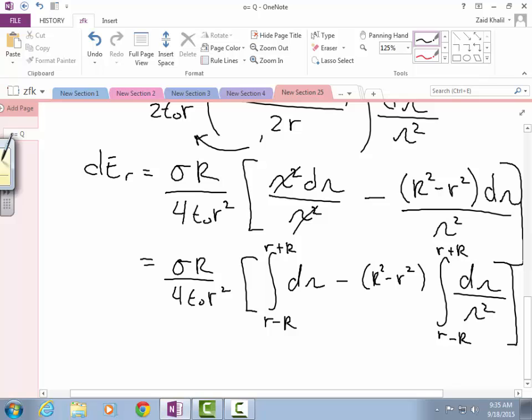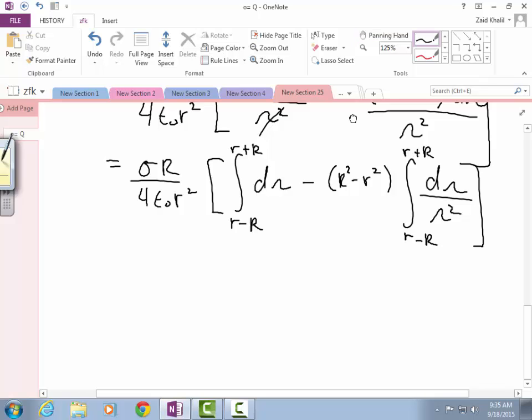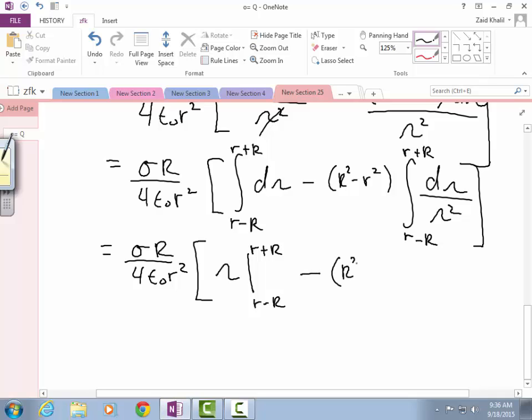How come you can't take the minus r squared out? It's outside of here, but that's 1 minus that times dr. All right, so now what do we have? We integrate this. We have sigma r over 4 epsilon 0 little r squared times what? When we integrate this, the integral of dr is script r, evaluated from r minus r to r plus r, minus script r squared minus r squared. When we integrate 1 over r squared, what do we get?